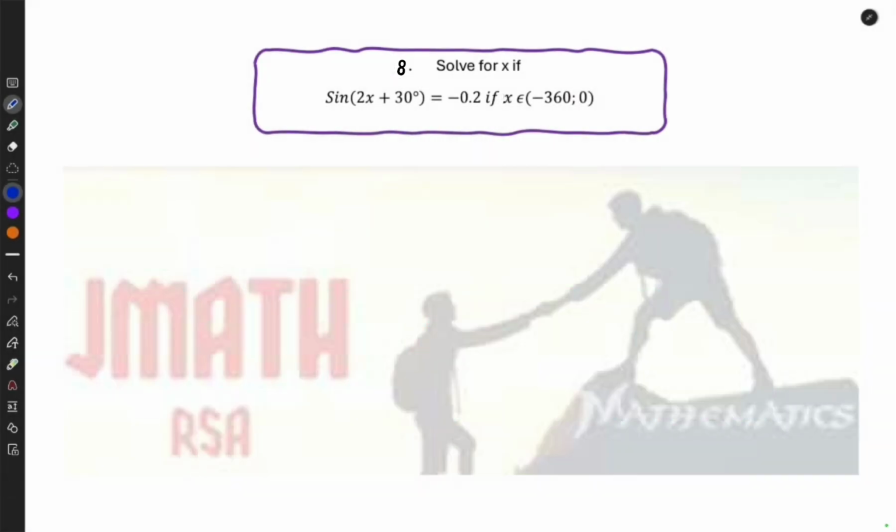Solve for x, so that's just other language for get the general solution. If sine of 2x plus 30 is equal to minus 0.2. Okay, first thing I want to do is to just get the reference angle and the quadrant. So I'm just going to rewrite my question, equals minus 0.2. So now I know I need to check where sine is negative. And sine is negative if I do the CAST in quadrant 3 and 4.